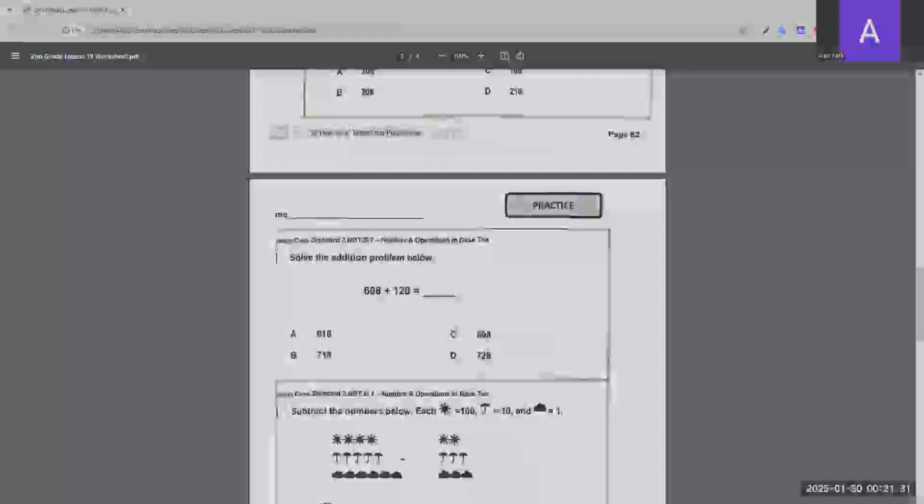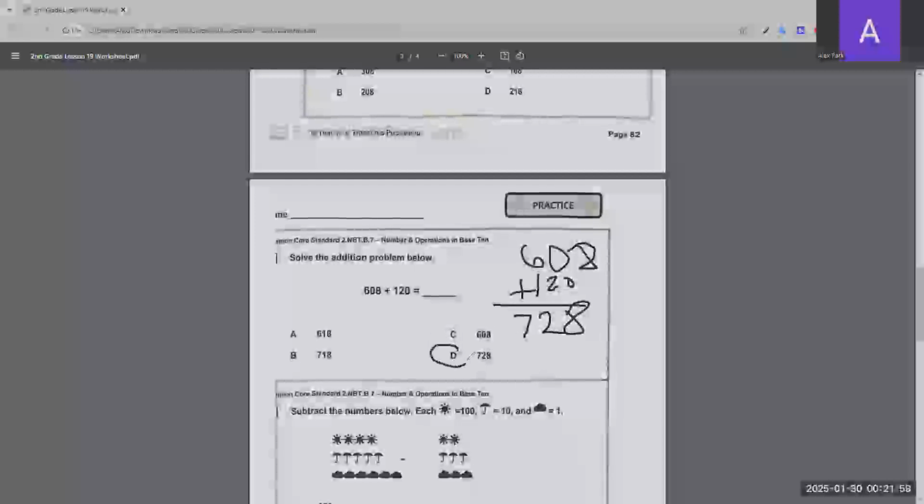Next, solve the addition problem below. 608 plus 120. So let's write this out vertically so it's easier. So now we can add each place at a time. So now the ones place, 0 plus 8 is 8. 0 plus 2 is 2. And then 6 plus 1 is 7. So that would be 728. And then that is also represented by D. And that's all we're going to do for today.